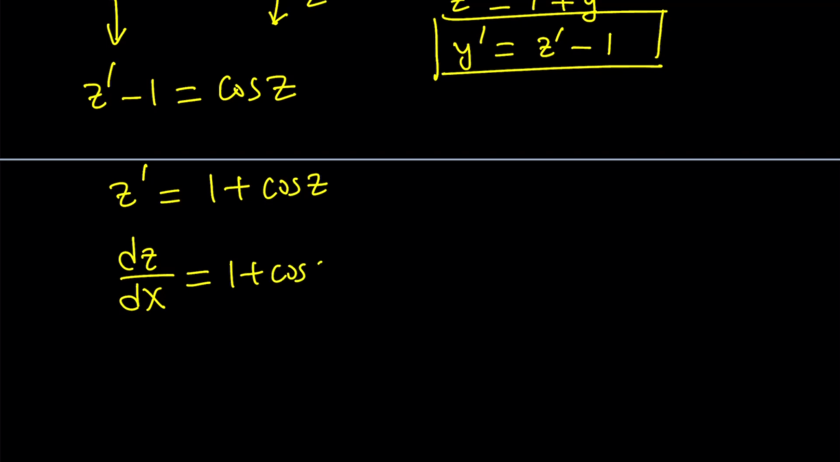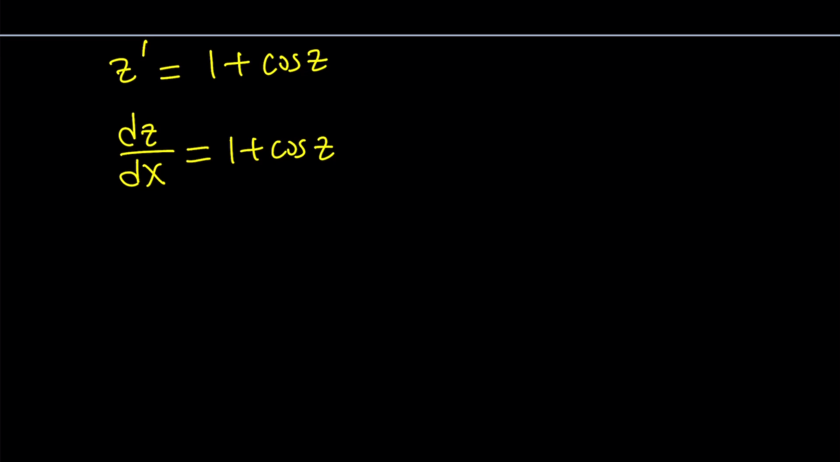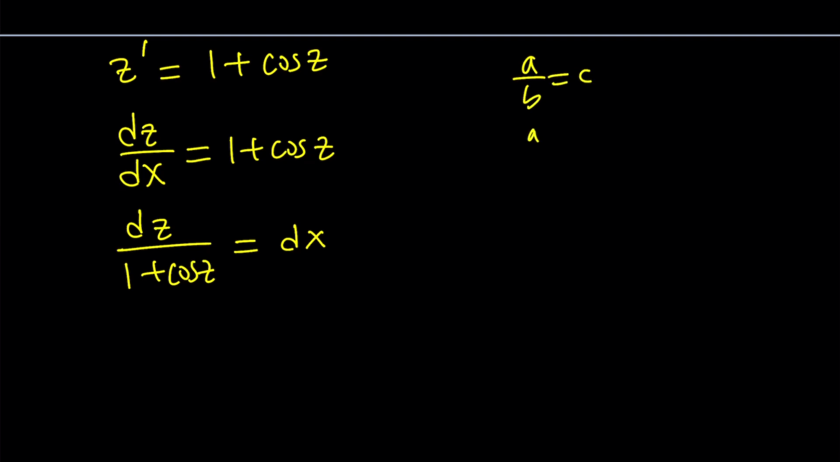And now, by putting the z's on the same side and the x on the other side, we can separate the variables. So write this as dz over 1 plus cosine z. So divide by 1 plus cosine z and multiply by dx, or switch these around, right? If you have something like a over b equals c, that also means a over c equals b, as long as one of these is not 0, right? Great. Now, where do we go from here?